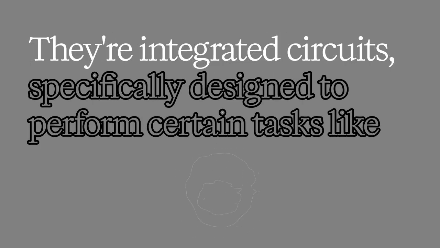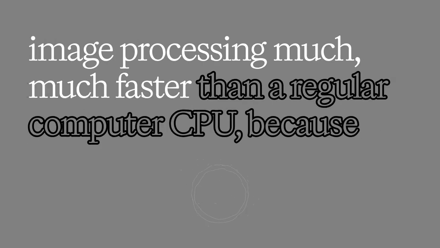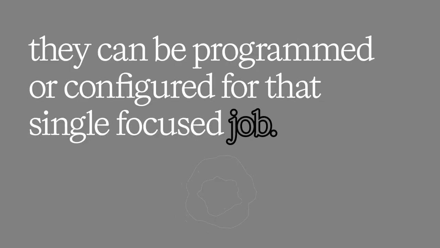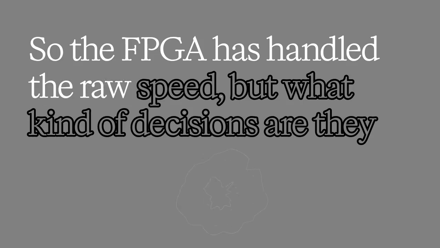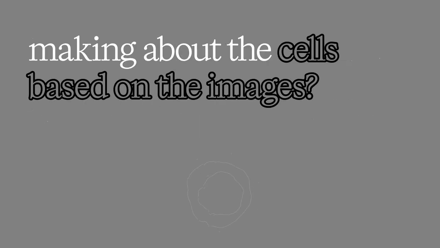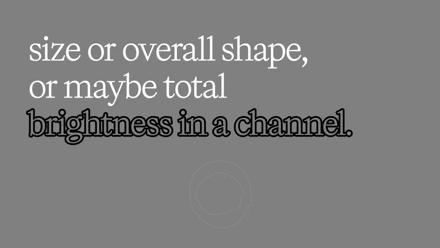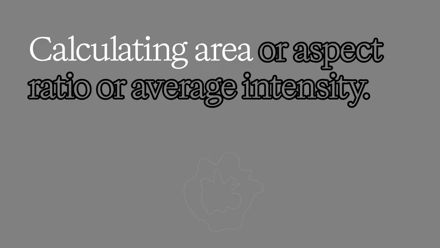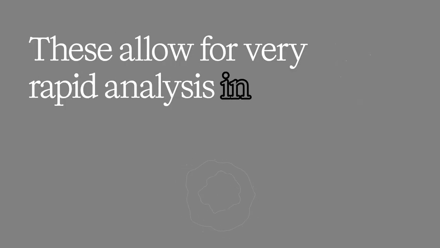Exactly. They're integrated circuits specifically designed to perform certain tasks like image processing much, much faster than a regular computer CPU because they can be programmed or configured for that single focused job. They do one thing, but they do it incredibly quickly. So the FPGAs handle the raw speed, but what kind of decisions are they making about the cells based on the images? Is it simple stuff? It can be. For basic phenotypes, like just looking at cell size or overall shape or maybe total brightness in a channel, simple image parameters are often sufficient. Calculating area or aspect ratio or average intensity, these allow for very rapid analysis and sorting.